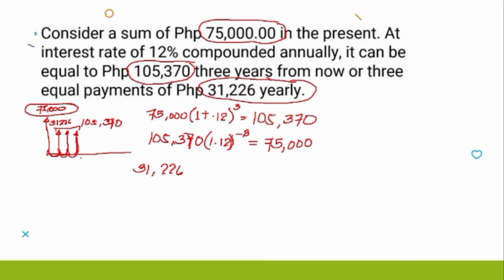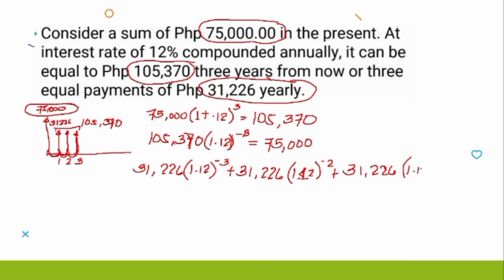Etong 31,226 natin dito sa dulo kasi 'di ba 3 equal payments. So from here, from the year 3, year 2, and year 1. So sa year 3 meron tayong 1.12 raised to, mag-jump back tayo ng 1, 2, and 3, so that would be negative 3. Plus sa year 2, nag-bayad ka ulit ng 31,226 times 1.12 raised to negative 2. Plus, and the last year, nag-bayad ka ulit ng 31,226 times 1.12 raised to negative 1. So that would be equivalent dapat siya ng 75,000.